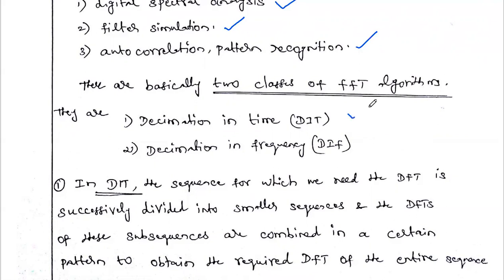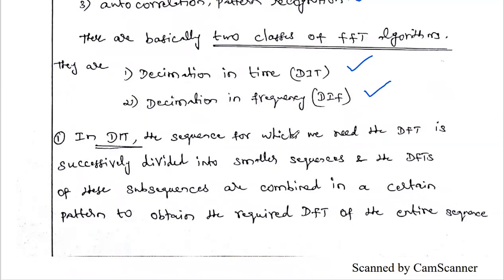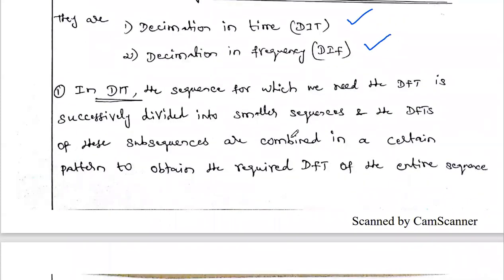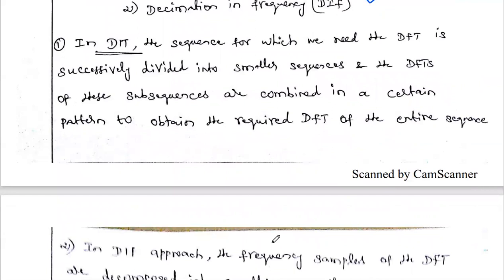One is DIT. DIT means decimation in time algorithm. Another one is DIF. DIF means decimation in frequency algorithm. So decimation in time algorithm and decimation in frequency algorithm. If you use either method, we will get the same answer only. And what is the difference between the DIT algorithm and the DIF algorithm?